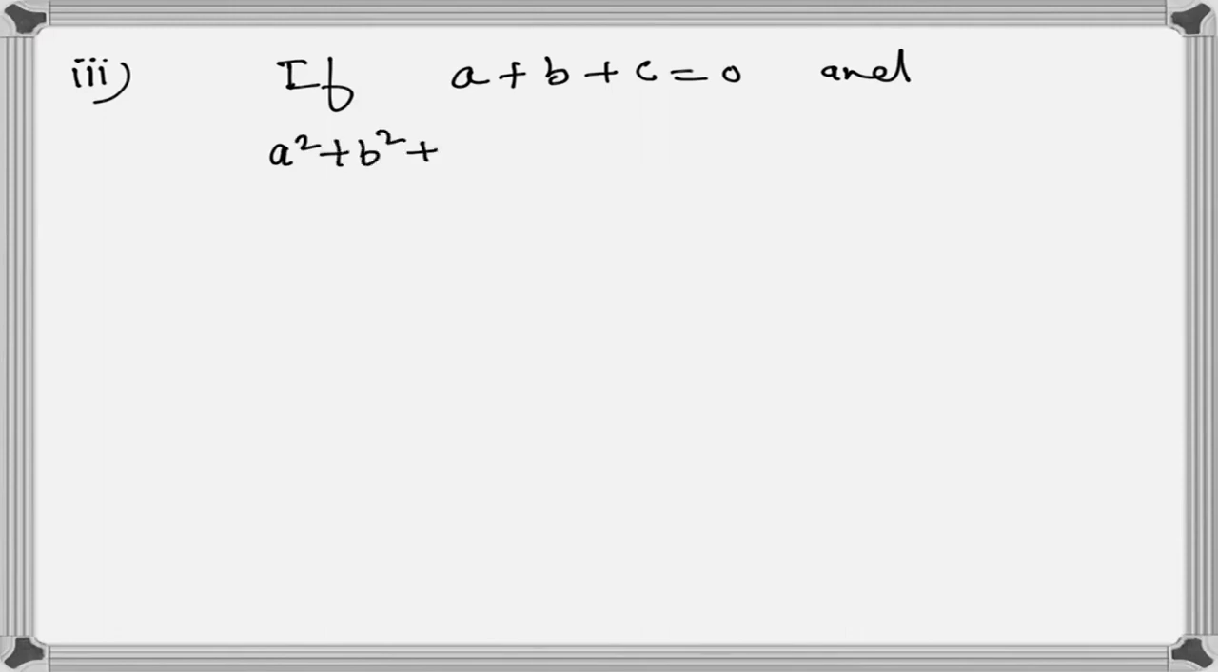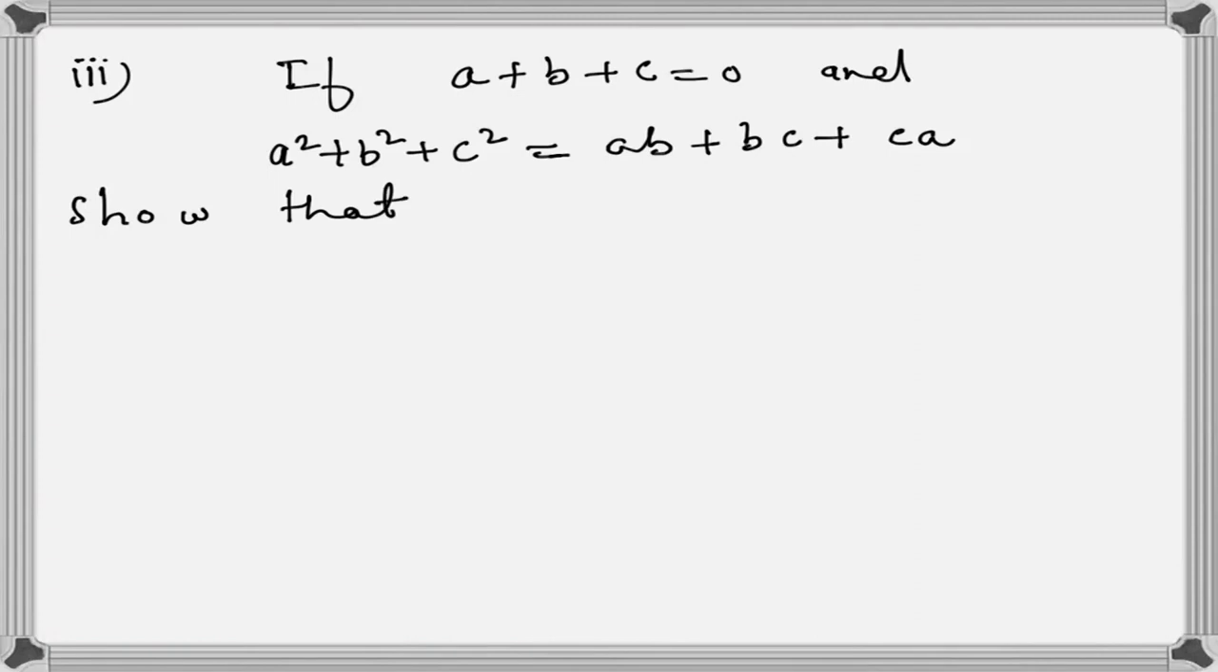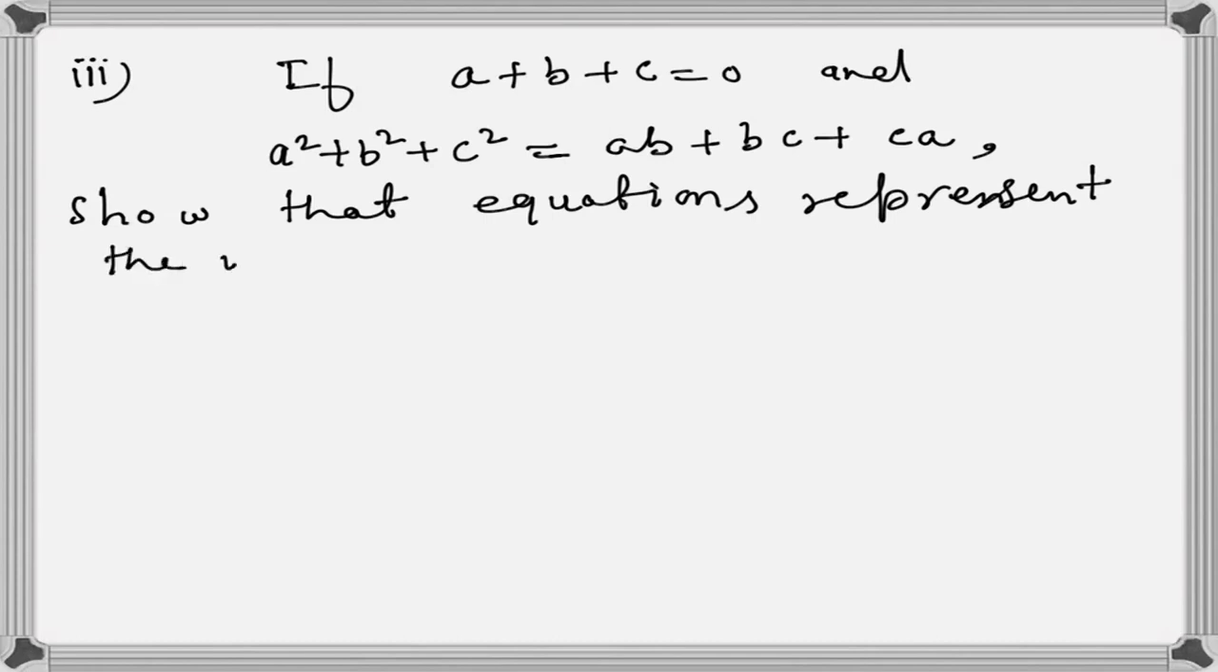Okay. The third part is, if a plus b plus c is 0 and a square plus b square plus c square is equal to ab plus bc plus ca, show that the equations represent the whole of R cube.